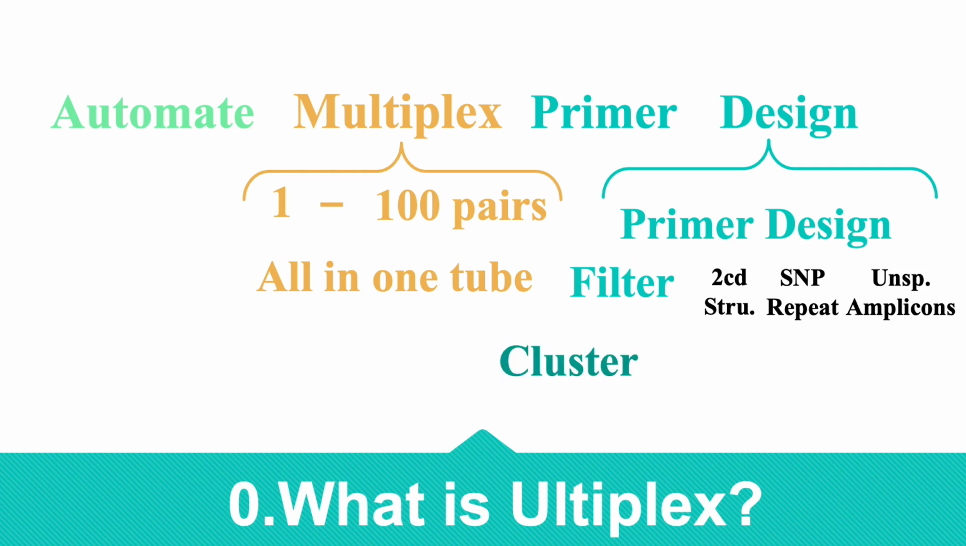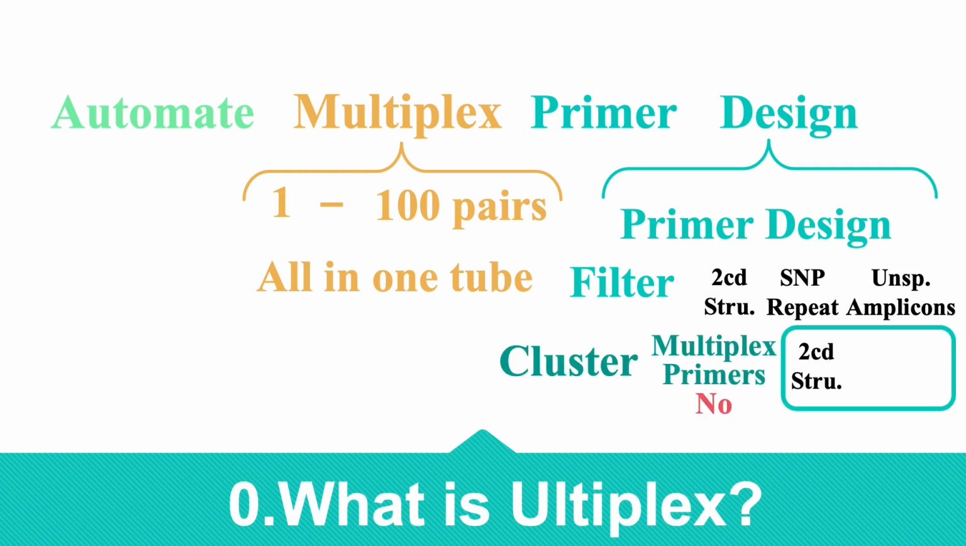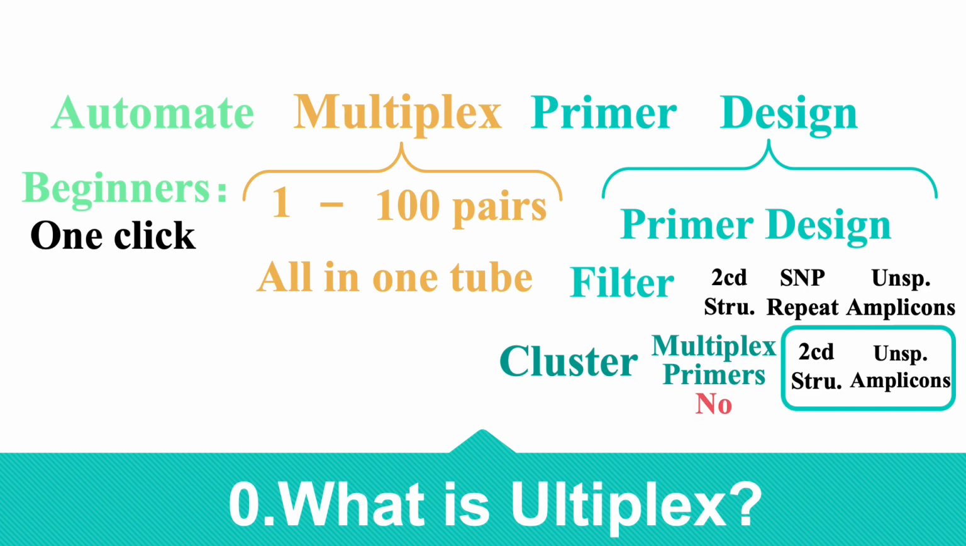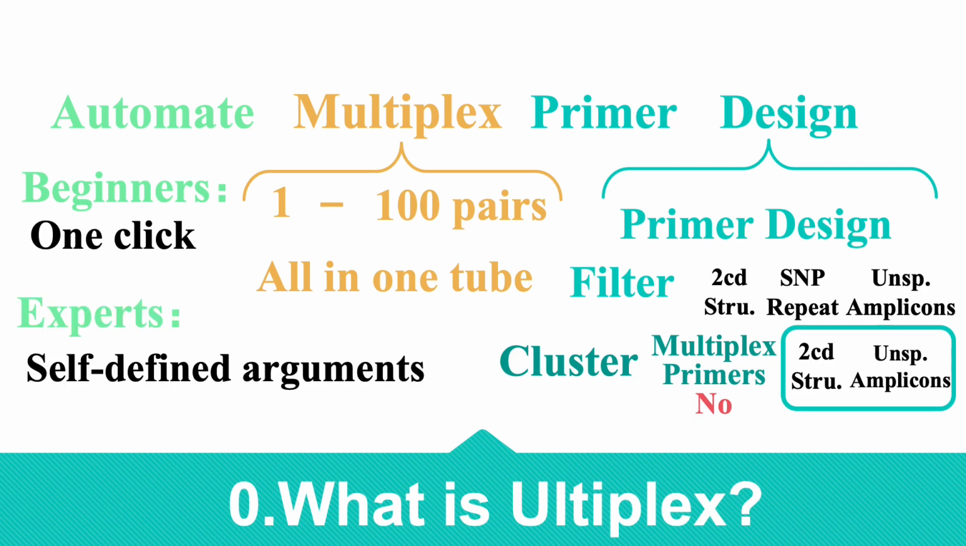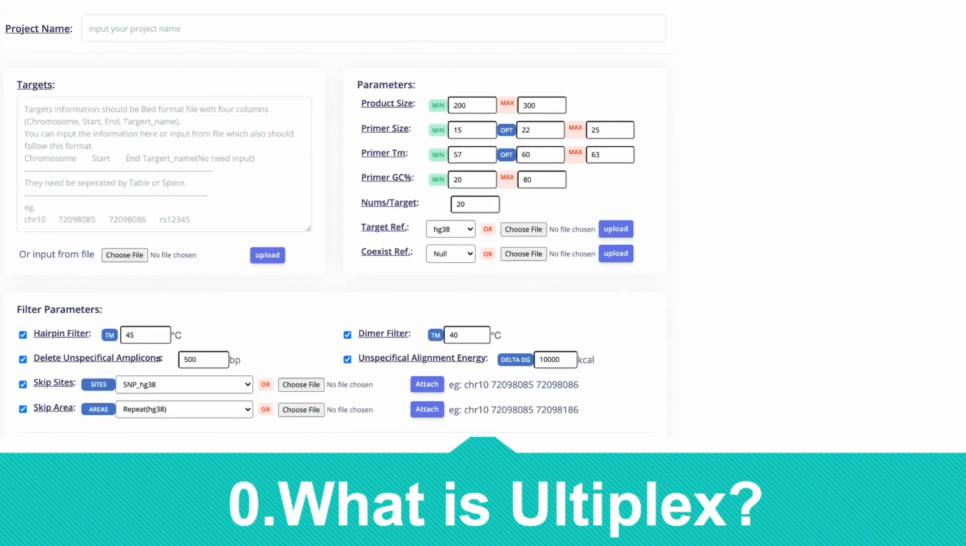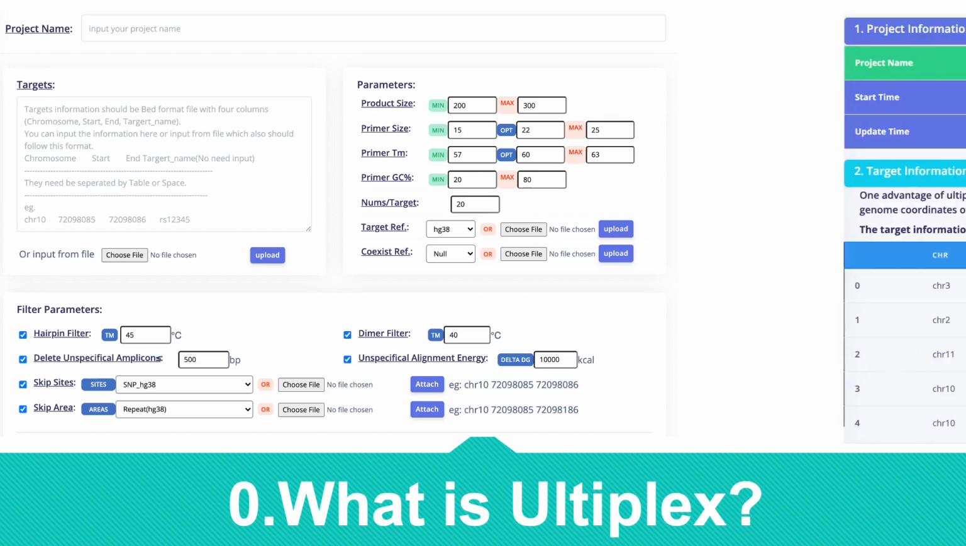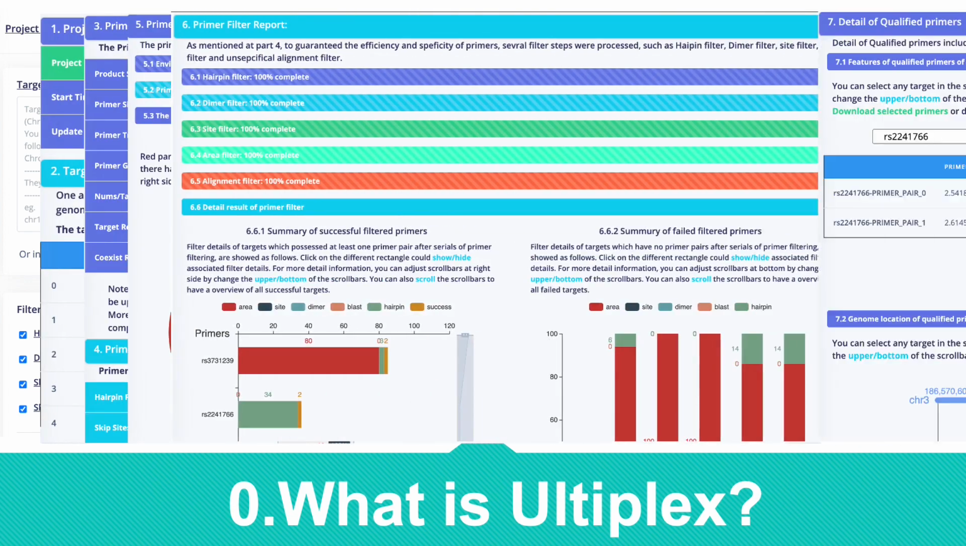Ultiplex can also cluster primer pairs, guaranteeing there are no dimers or nonspecific amplicons between primer pairs of different targets in one group. Ultiplex is also automated primer design software. For beginners, you only need one click to finish primer design. For experts, you can define parameters by yourself. Ultiplex provides a user-friendly web-based interface and informative results.